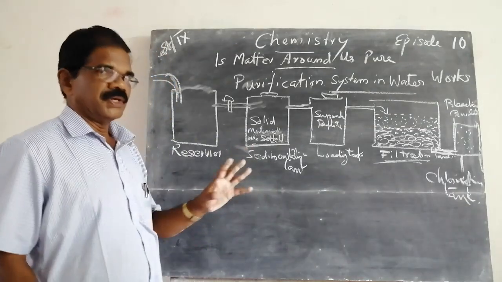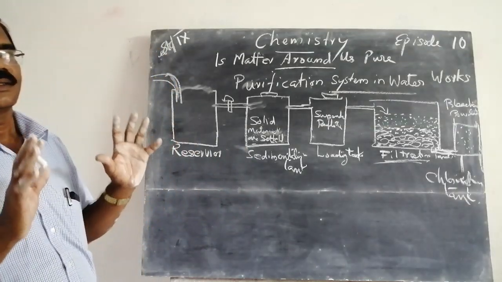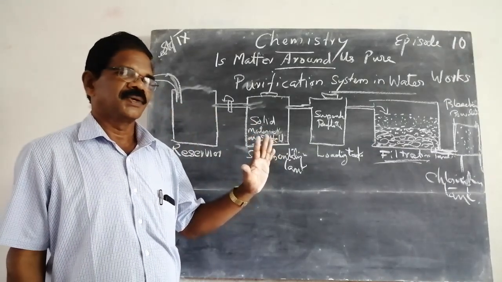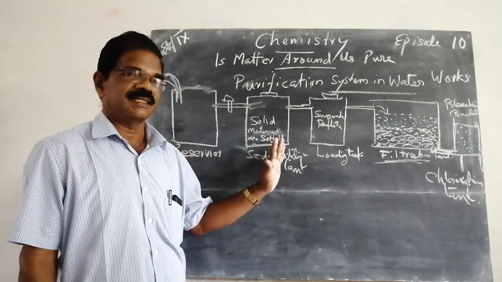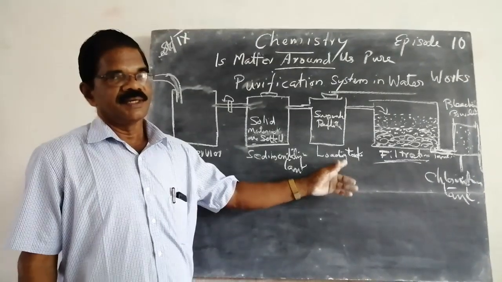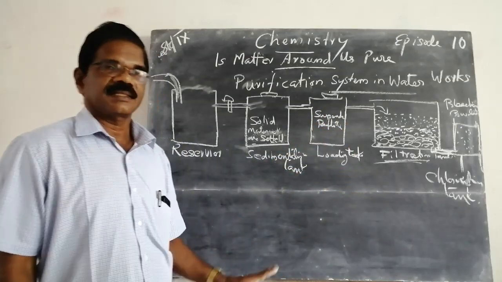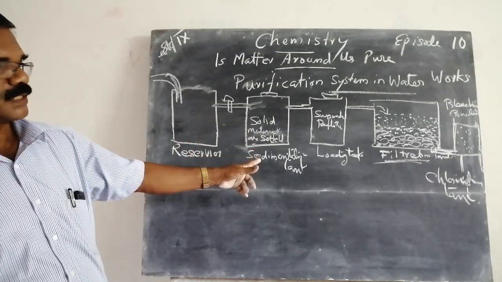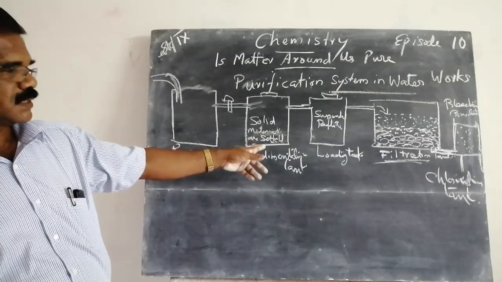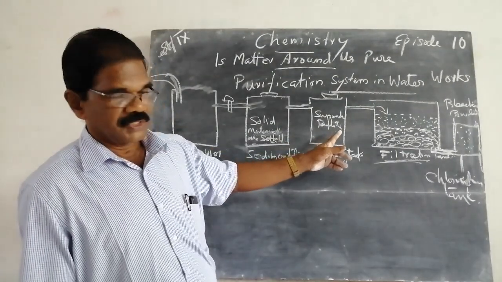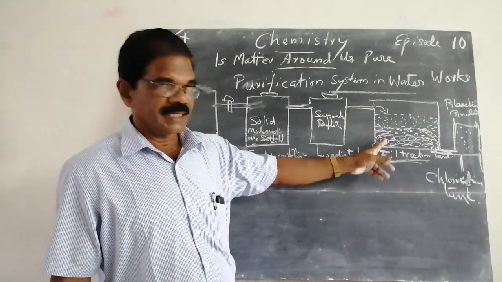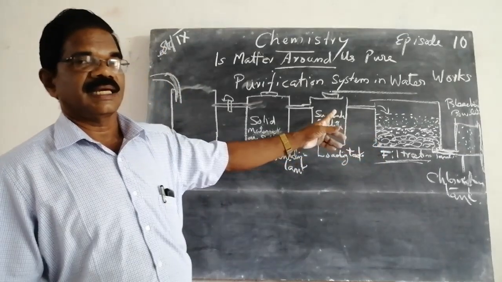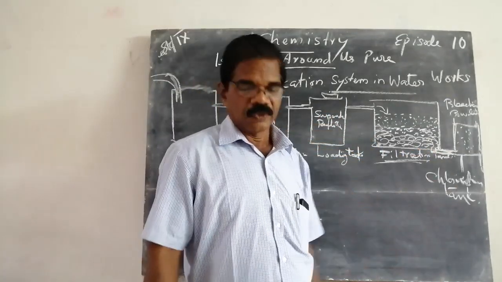So you must have a clear idea, not a vague idea. First, you should know how many tanks there are. What are the functions taking place in each tank? How does the filtration take place? How is chlorination done? Thus, the water is purified. 5 tanks: reservoir, sedimentation tank for settling solid materials, loading tank for the sedimentation of suspended particles, filtration tank. There are 3 layers of sand in the filtration: fine sand, gravel, and pebbles, and last, the chlorination tank.